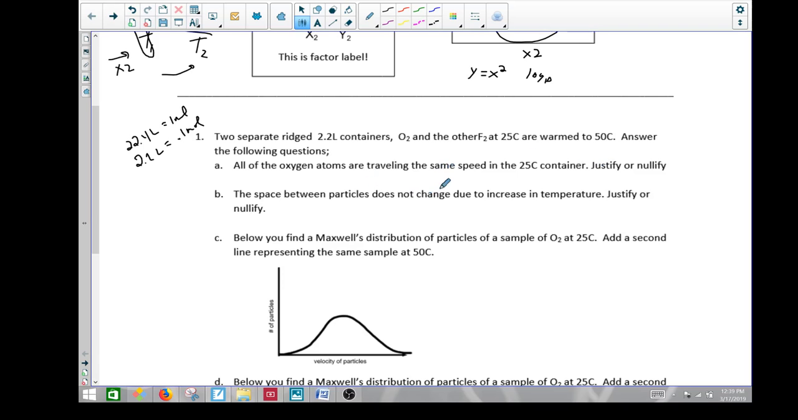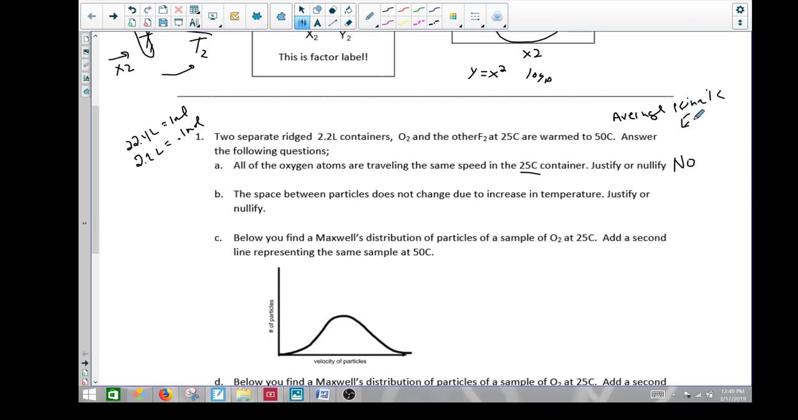Now, first things first, it says all of them are traveling the same speed. This is a big no. Whenever we talk about temperature, we're talking about average kinetic energy. You'll see that little chart right here describing that.